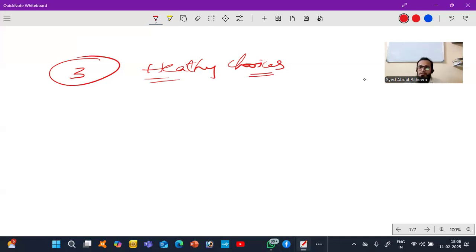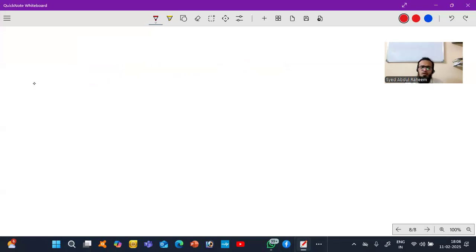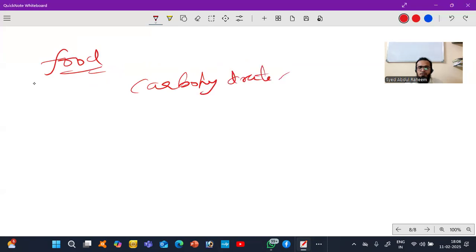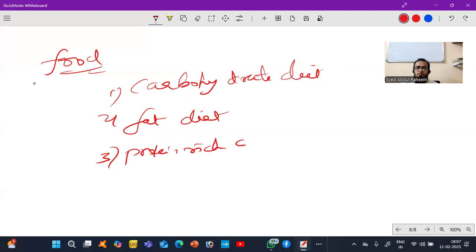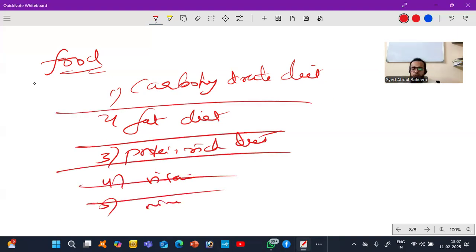So first, I will advise you to make a list of all the foods we studied. First, carbohydrate diet. Second, fat diet, in which the fat content is high. Third is protein rich diet, fourth is vitamins, and fifth is minerals. So you have to make a list of carbohydrate rich diet, 10 to 15 names, fat rich diet, 10 to 15 names, protein rich diet, 5 to 10 names, and vitamin rich diet and mineral rich diet. When you make this, you can put that diet into lunch time, dinner time, breakfast time.